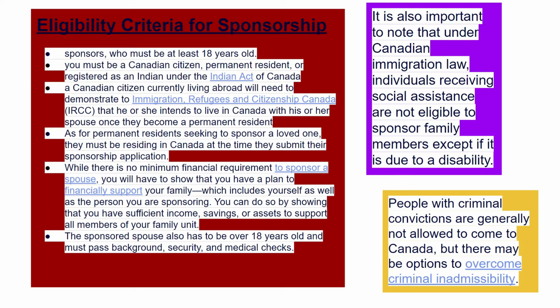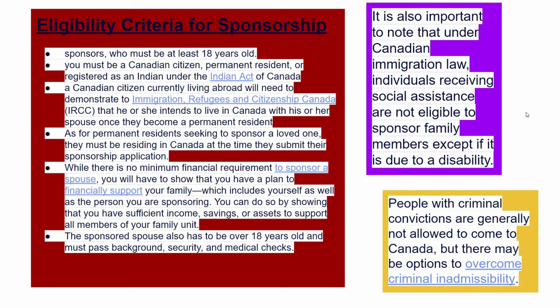While there is no minimum financial requirement to sponsor a spouse, you will still have to show some financial background which includes yourself as well as the person you are sponsoring. So you must be financially stable so that you can support yourself and your wife, and you can show that through your sufficient income, your savings or your assets to support all members of your family unit. And it is very important that the person being sponsored, like your wife or your common law partner, must be 18 years old and must pass background security and medical checks, guys.